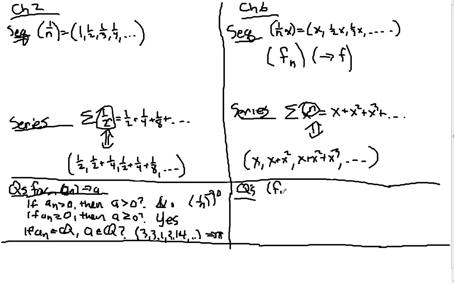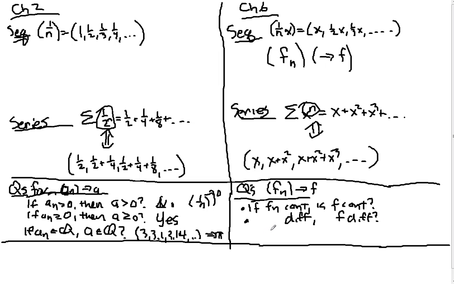So let's suppose the sequence of functions f sub n, like this one up here, x, 1/2 x, 1/3 x, converges to a function f. Here are some questions we might ask. If all the f sub n are continuous, is f continuous? Similarly, if all the f sub n are uniformly continuous, is f necessarily uniformly continuous? Similarly, if they are differentiable, is f differentiable? You can ask similar questions about bounded, etc.